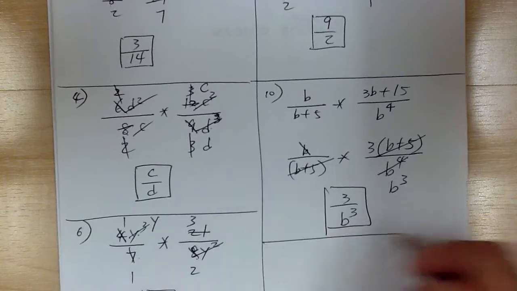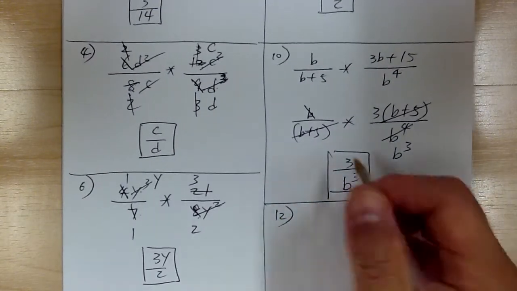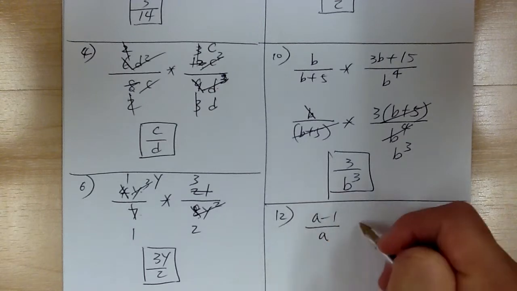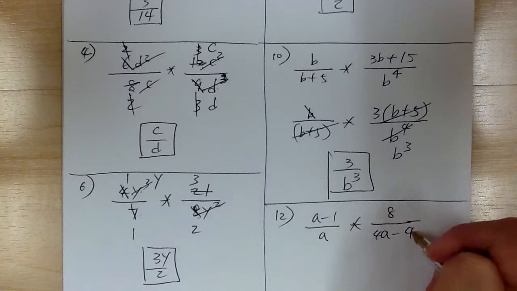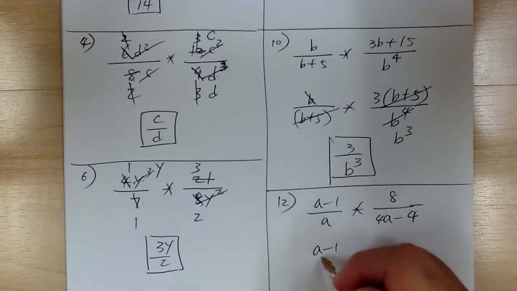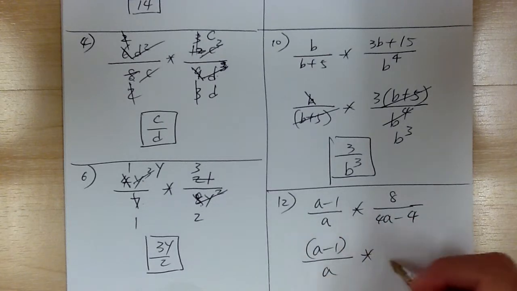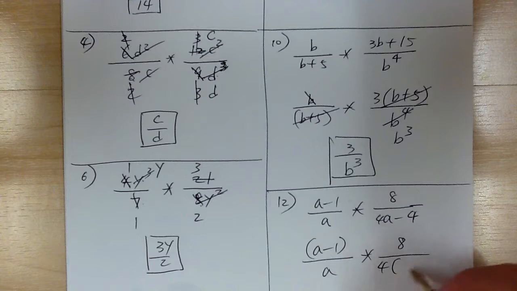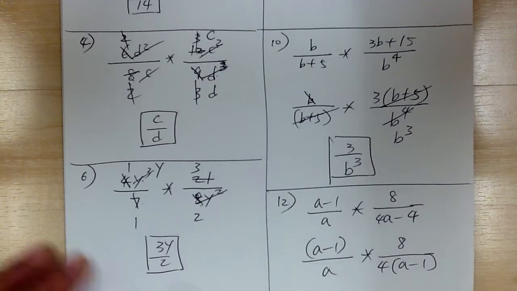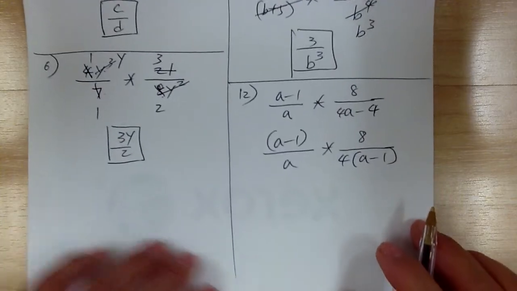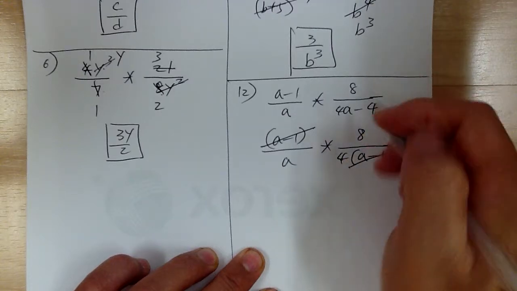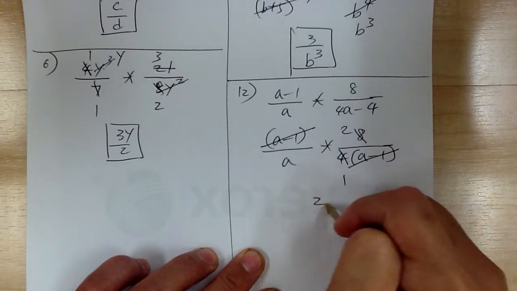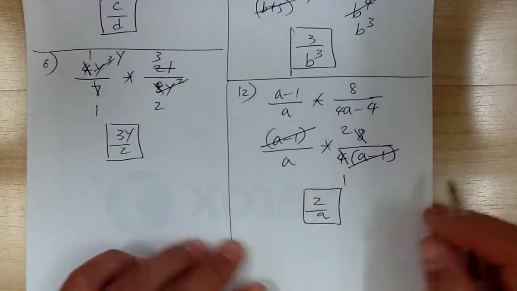Okay, let's go to number 12. You have a minus 1 over a times 8 over 4a minus 4. So again, you got to factor everything. So a minus 1, nothing you can do on that one. Okay, so this one you can factor out the 4. Right? Step 1, common factor. After that, now you can go and start to cancel things out. Okay, so a minus 1 cancels out. 8 and 4 can divide by 4. So your answer would be 2 over a. Okay, let's go to 14.